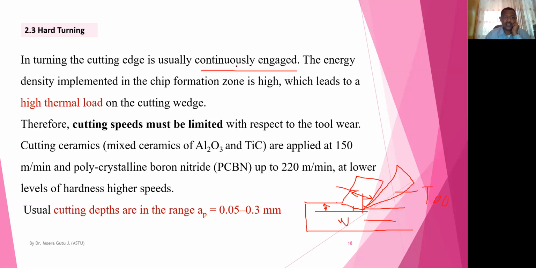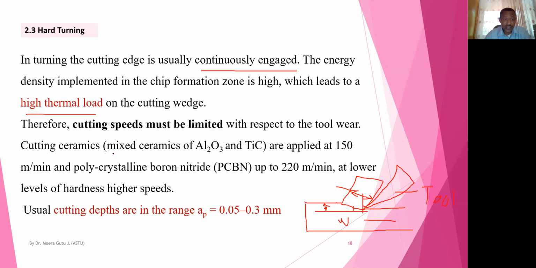So in turning, the cutting edge is usually continuously engaged. I want to show you that the machining of turning, milling, and drilling are different. In turning, the cutting tool is continuously engaged, so the energy density implemented in the chip formation zone is high. The energy imposed by the cutting tool on the workpiece is high, which leads to high thermal loads on the cutting edge. So the cutting edge can easily wear because of this continuous engagement. Therefore, the cutting speed must be limited with respect to tool wear during hard turning.